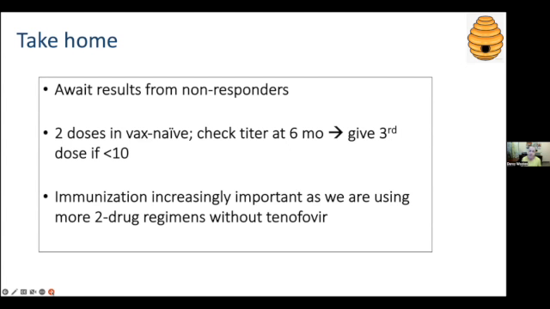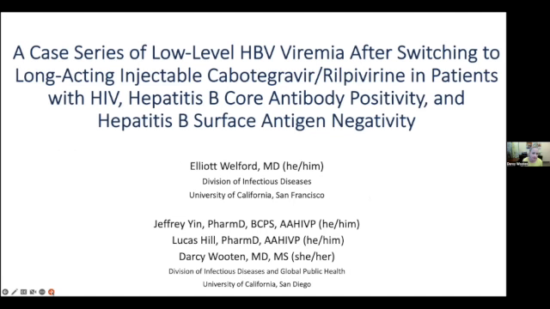And then, I think it's just an important reminder that we do need to make sure that we are vaccinating our patients who are at risk for hepatitis B infection, who are not immune, since we're using more and more regimens this day and age that don't contain tenofovir, and so we want to make sure that people are protected. Which is a nice segue to the next abstract that was presented at ID Week.